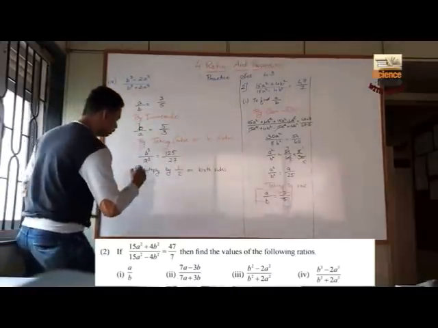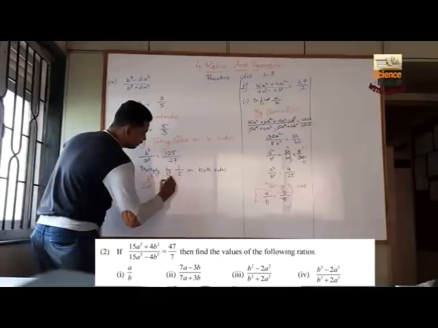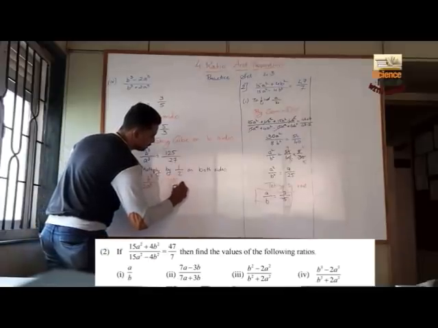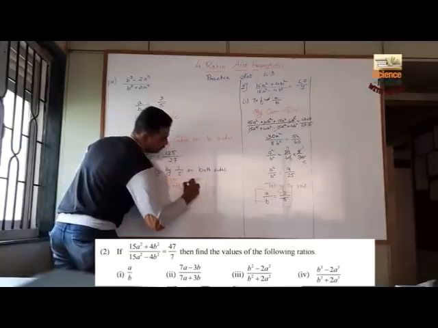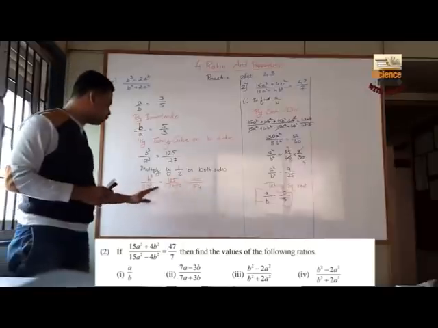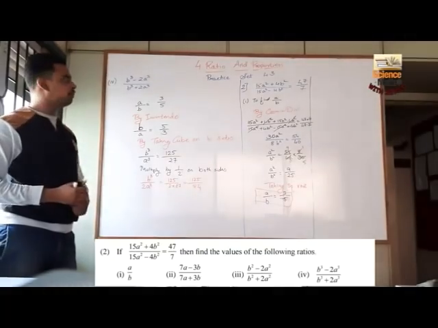Now I have 1 upon 2 on both sides, therefore b cube upon a cube multiplied by 2 in the denominator. I will get 1 upon 125 multiplied by 2 into 27, which is equal to 125 divided by 54. Now I have the value of b cube upon 2a cube is 125 upon 54.